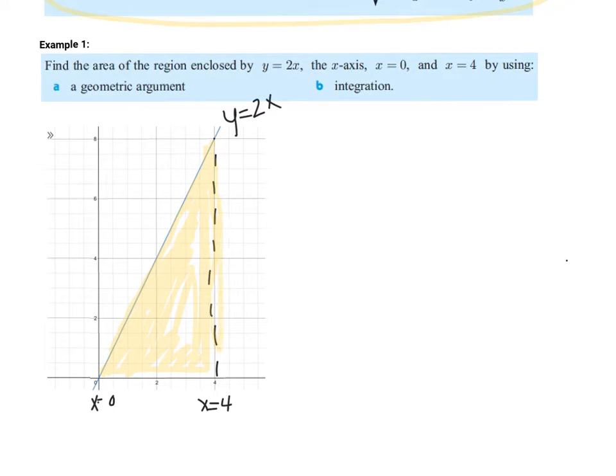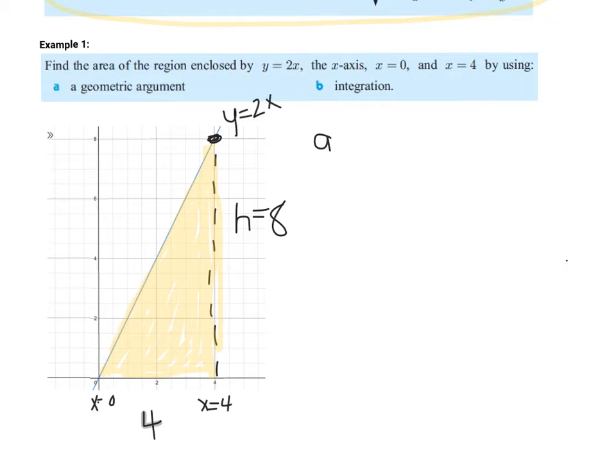Pretty quickly as we look at that, we can see that it is a right triangle, and it's a right triangle that has a base length of 4, because we're moving from x equals 0 to x equals 4. How could we find out the height of that right triangle? In other words, what's the value of y, or of our function, when x equals 4? Well, when x equals 4, the value of our function is going to be 8. So our height here is 2 times 4, 8.